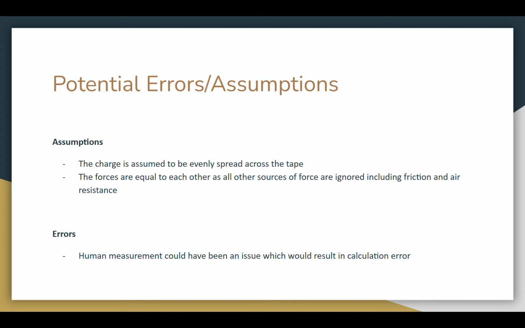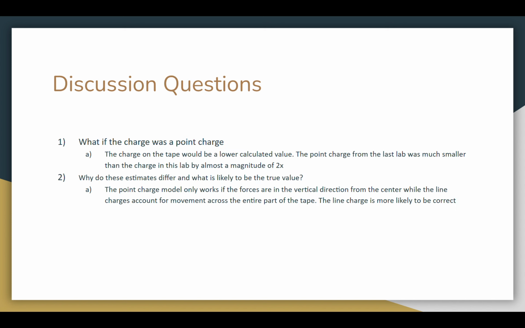And number two is that the forces are equal to each other as all other sources of force are ignored, including friction and air resistance. Friction and air resistance are very real, and they would represent another force to be accounted for if we could measure those. And as for errors, really just human measurement could have been an issue from lab one, and this would have resulted in calculation error since the tape was moving slightly, depending on which part of the tape you were bringing closer.